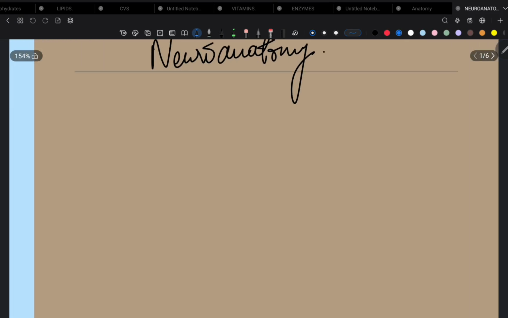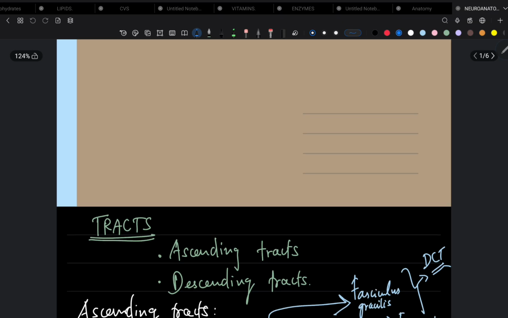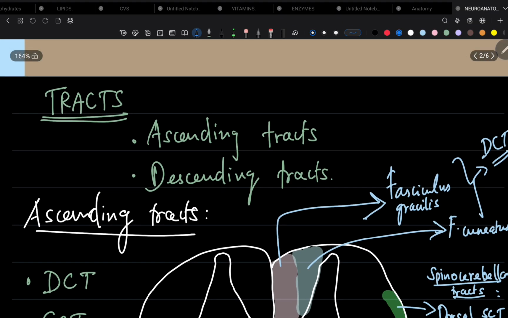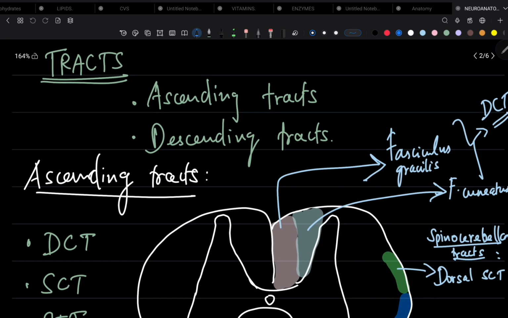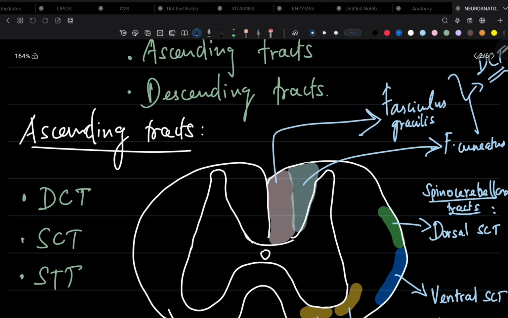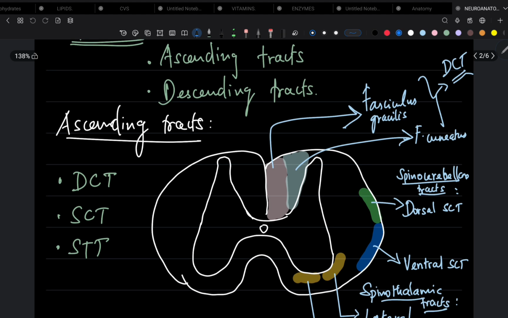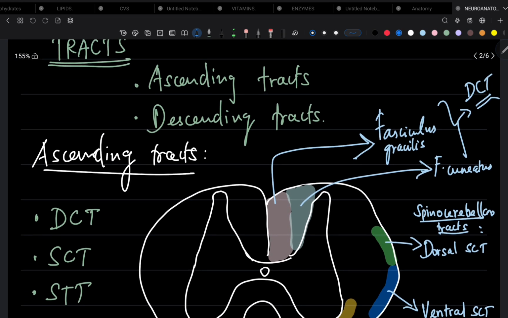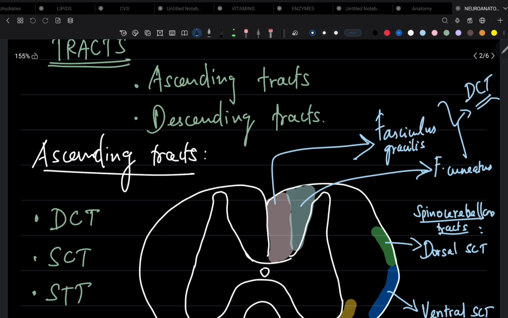Today we'll learn some topics in neuroanatomy, the ascending and descending tracts. Ascending and descending tracts are topics which we often find difficult, so in this video we'll try to sort it out. There are two spinal column tracts: one is the ascending tract and the other is the descending tract.